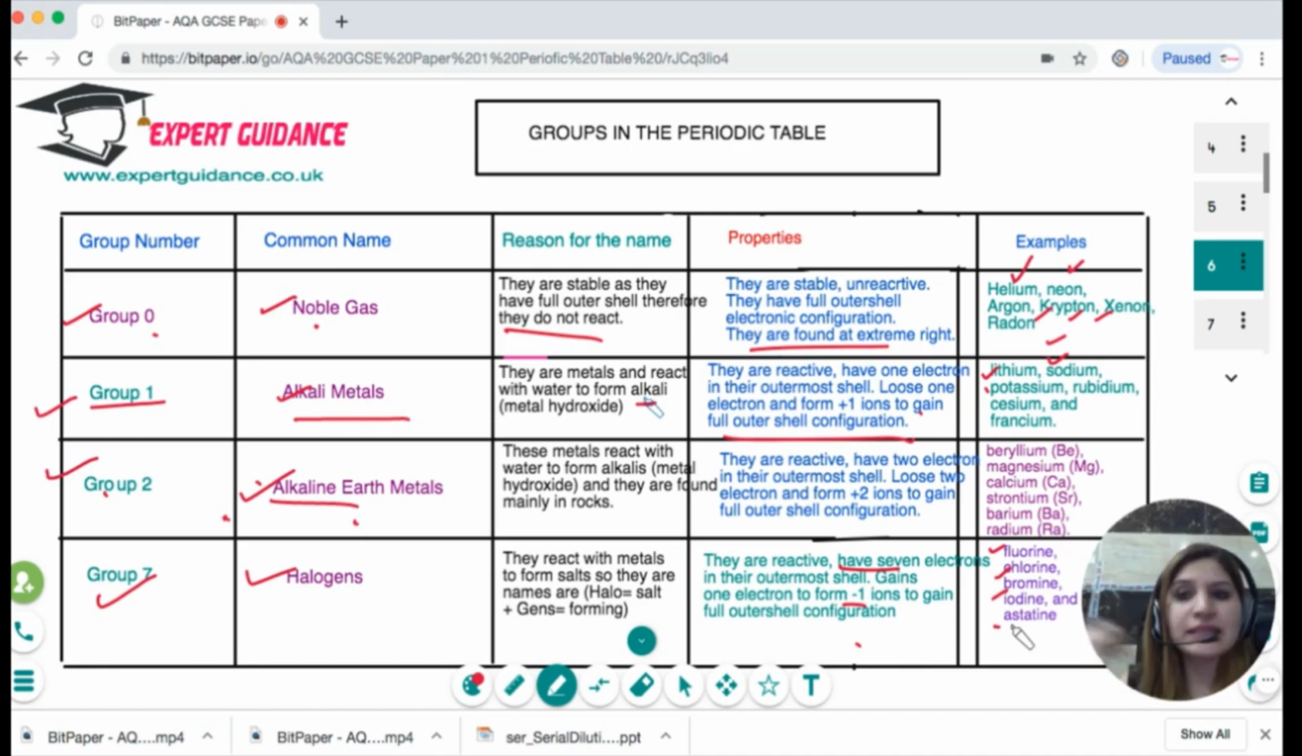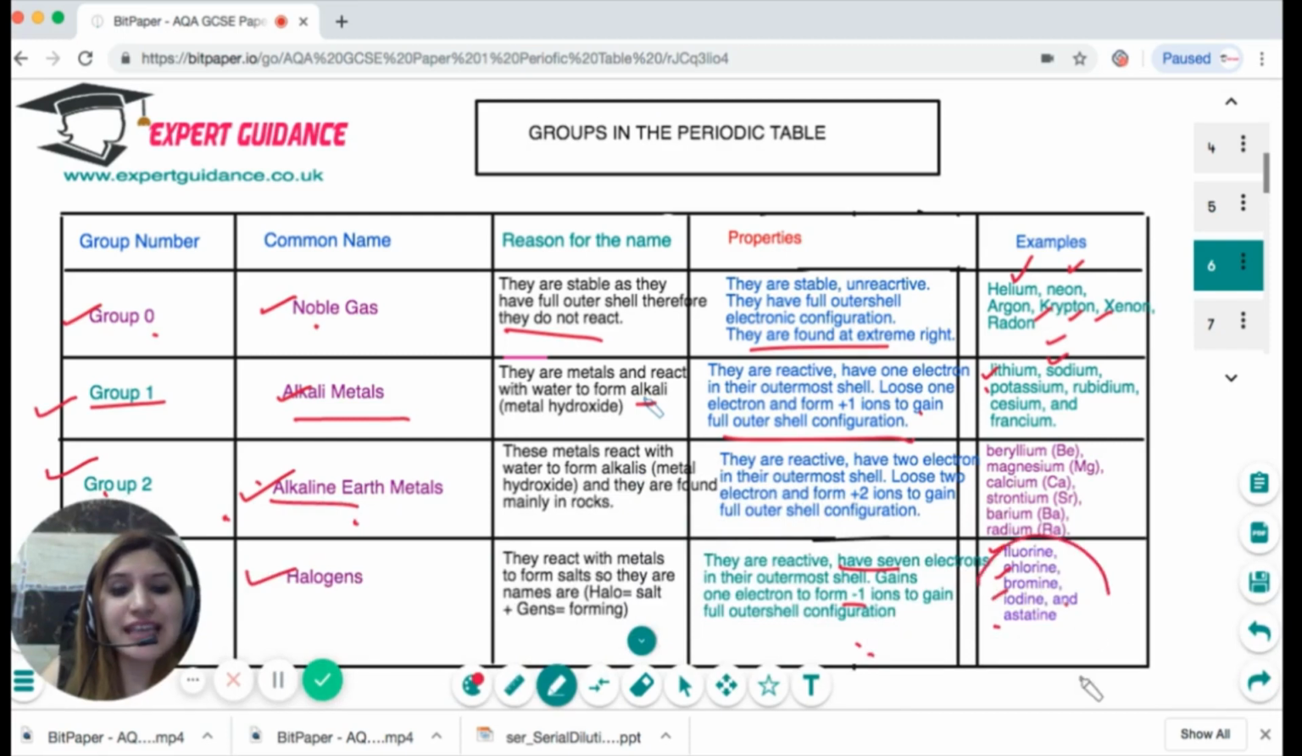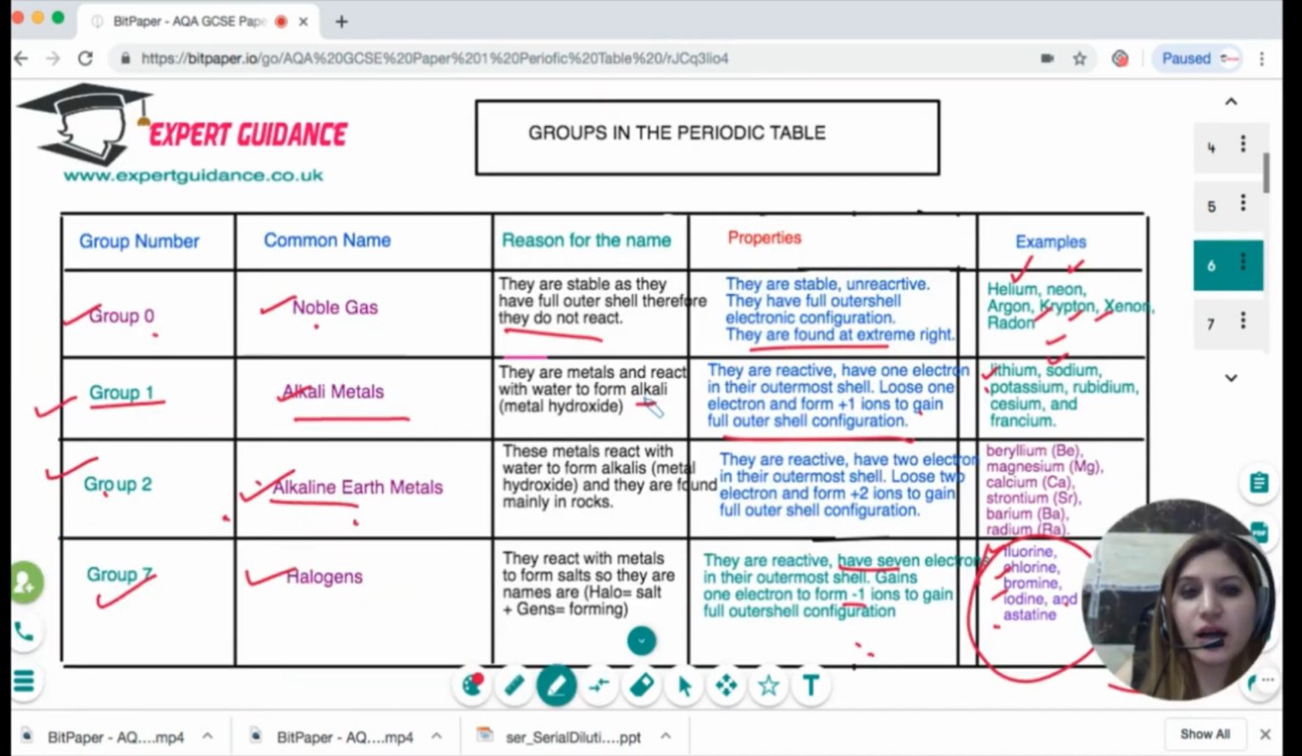We'll discuss in a little bit more detail about group 1 and group 7 in this video. But all these halogens exist as diatomic molecules. So in the reaction, you will never see F. You will see it as F2. You will never see Cl. You will see it as Cl2. Okay, so I hope this table is clear to you.